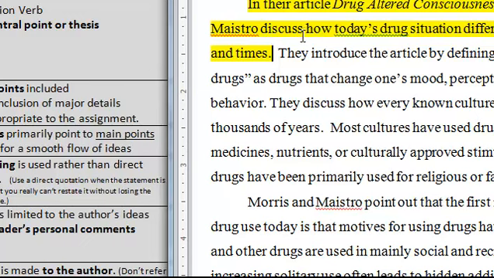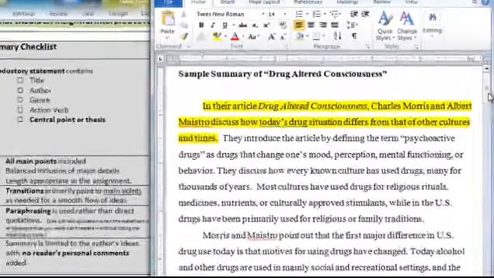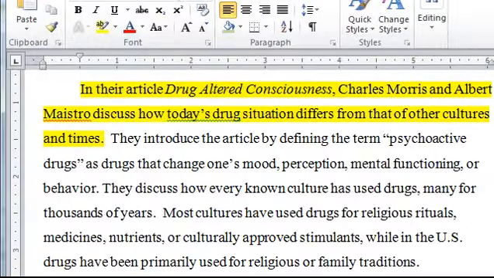You don't want to just simply say the article is about. It's a little bit weaker writing, not that you can't do that, but a stronger verb would be something like discuss, share, point out. And then the central point of the article was that the drugs situation is different today. Okay, when you do your summary, you make sure you have all the points included.